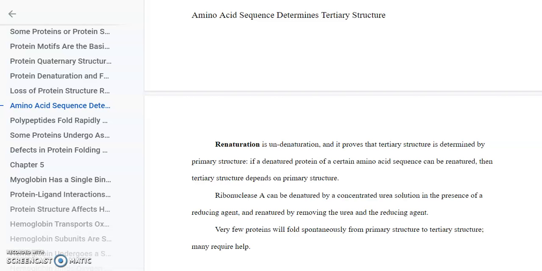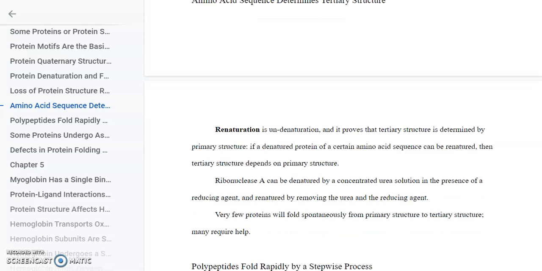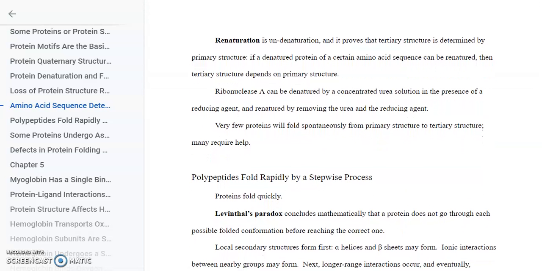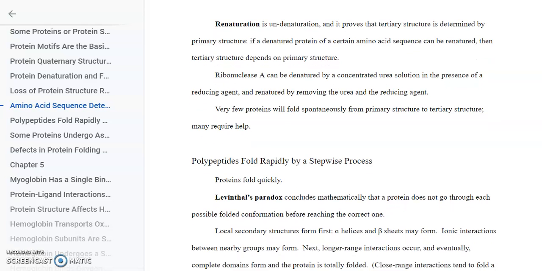Renaturation is undenaturation, and it proves that tertiary structure is determined by primary structure. If a denatured protein of a certain amino acid sequence can be renatured, then tertiary structure depends on primary structure. Ribonuclease A can be denatured by a concentrated urea solution in the presence of a reducing agent, and renatured by removing the urea and the reducing agent.